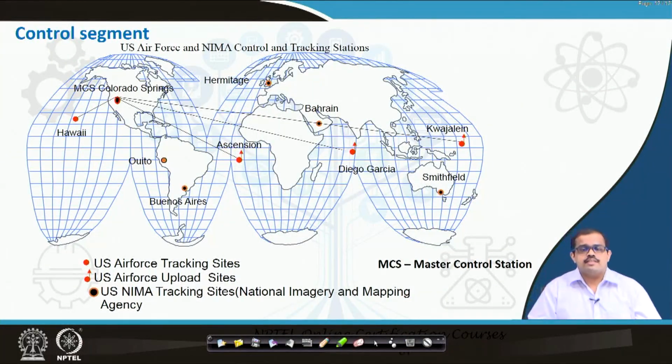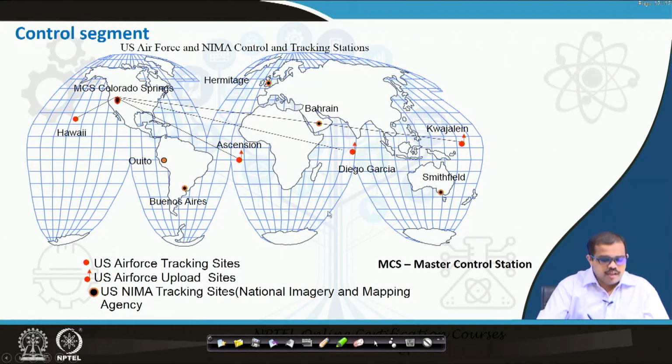Then the next segment is the control segment. Now, when I say control segment, the US Department of Defense has its own way of maintaining the entire control segment. It has a main control segment, also called the master control segment, which is located in Colorado, in the US. If you look at this, this is the main control segment, and it has different sites across the globe, which are tracking sites. These track the movement of the satellites at all times.